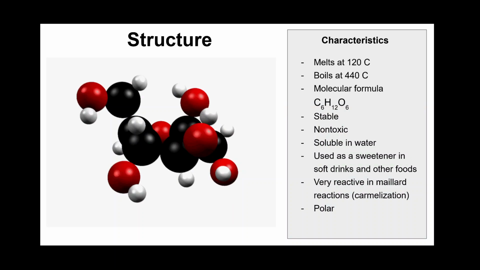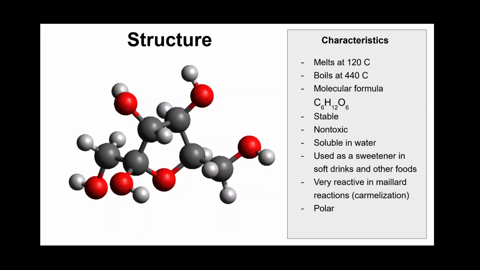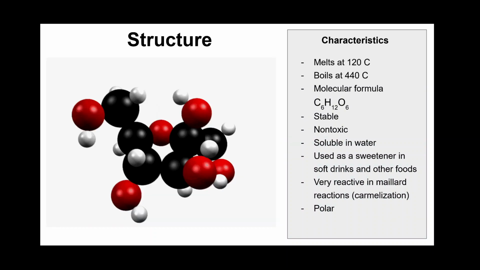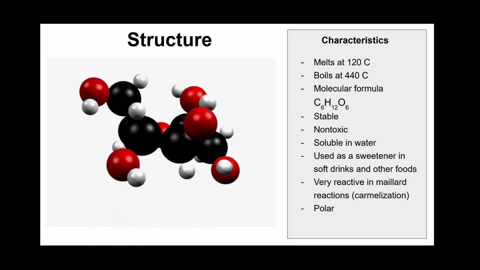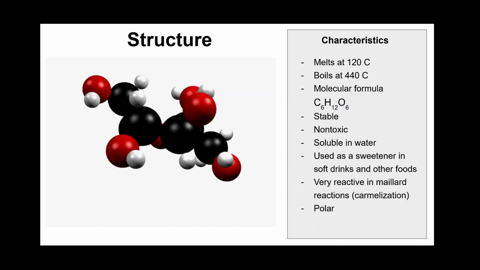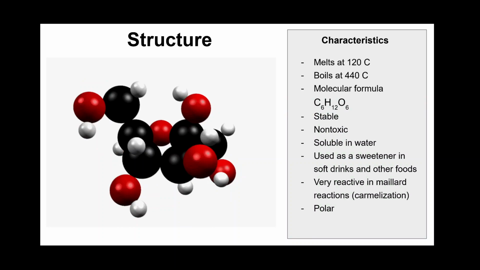One main use for fructose is that it's combined with glucose and some other elements to form a syrup-based sweetener called high fructose corn syrup. And this is used in a lot of foods, primarily soft drinks, which are pretty much always sweetened with this high fructose corn syrup.